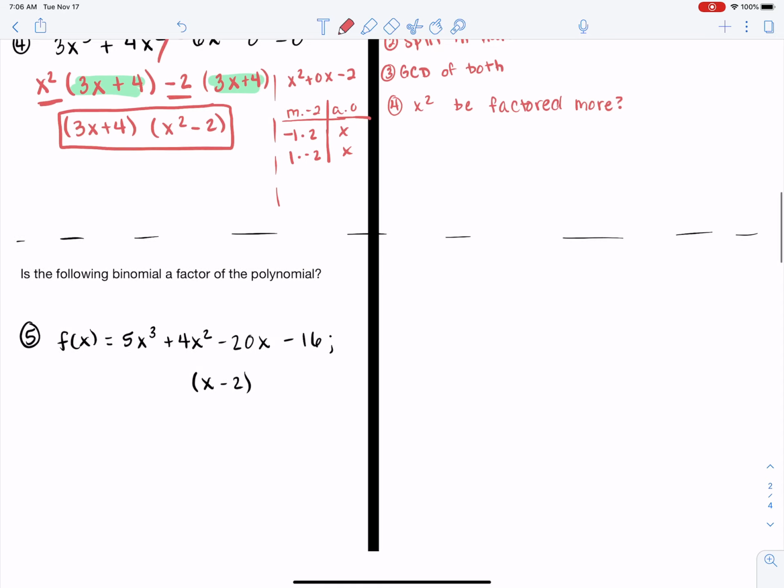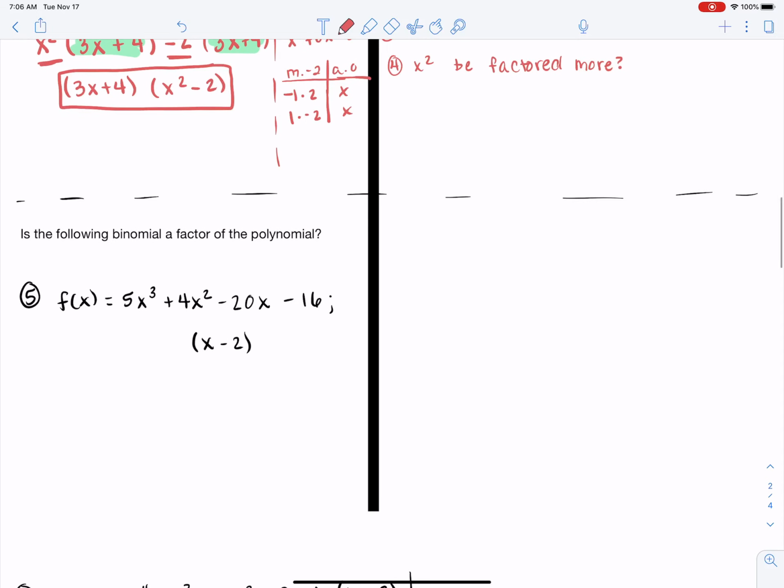Okay, this next set has a different instruction. It says, is the following binomial a factor? So they give you the polynomial, and then they ask you, is x minus 2 a factor of that? Well, let's think for just a second. So let's come out to the side and just think about this.